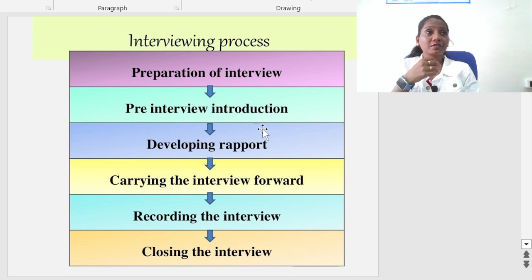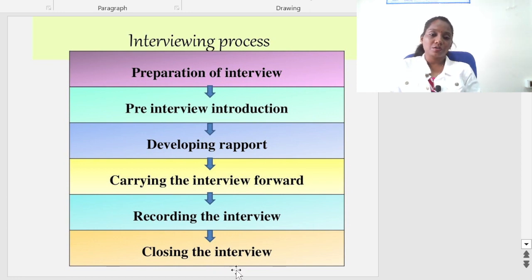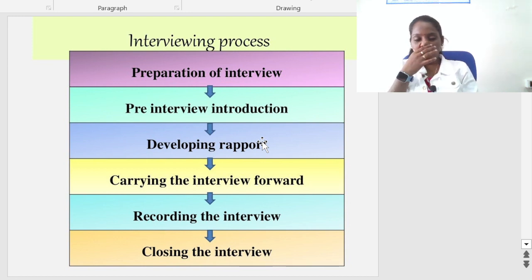And next thing, developing a rapport. You have to develop it, because when some people need to share some information, definitely you need to develop a rapport, then only you can collect proper information. And carrying the interview forward, record the interview and close the interview. These are the usual steps we follow in the interviewing process: preparation and pre-interview introduction of interviewer and interviewee, developing a rapport by interaction, and carrying the interview forward, like whatever questions you prepared, you can record and close the interview.